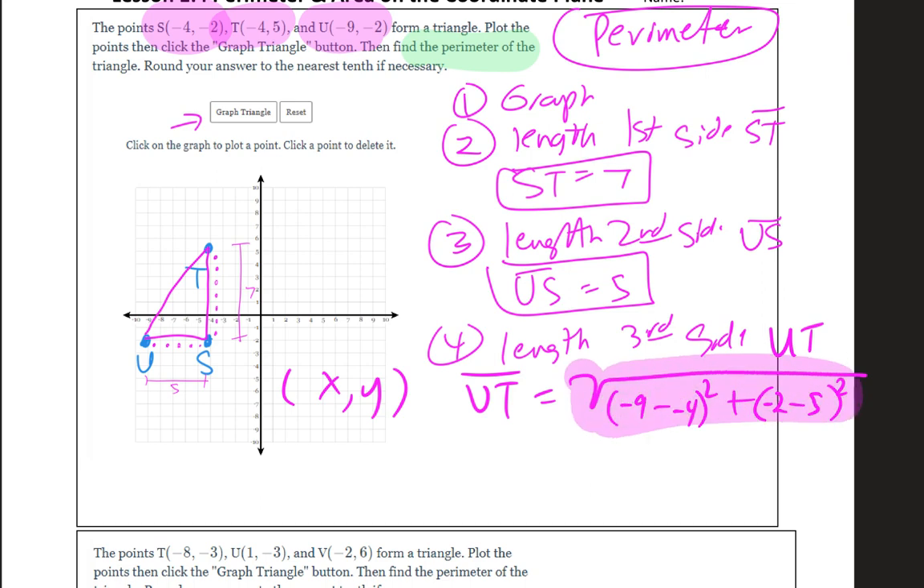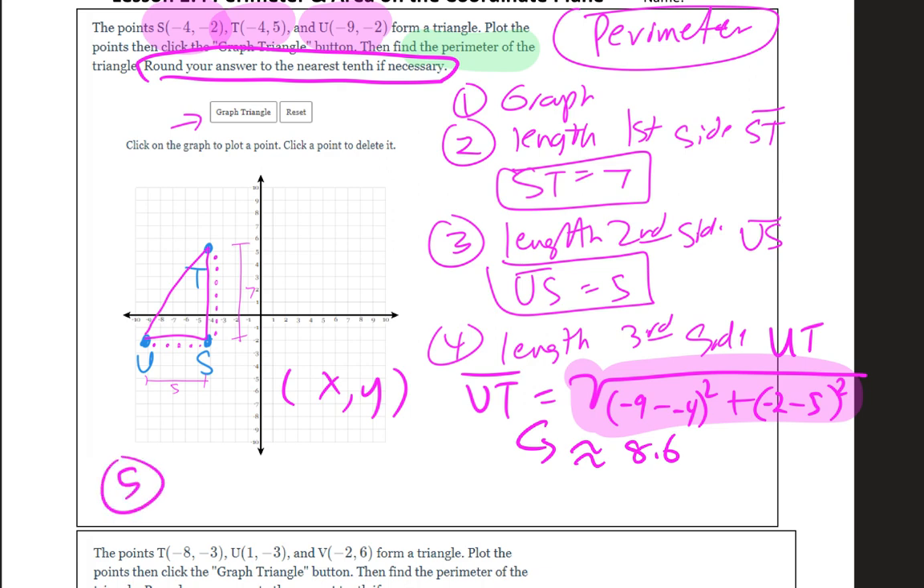So let's go ahead and type that into our calculator. Once we do that, we get that the length of that one is approximately 8.6. Now this one says to the nearest tenth, so we're going to remember to round to the nearest tenth on that one. So now we're down to our last step.